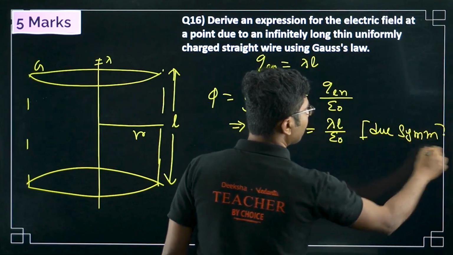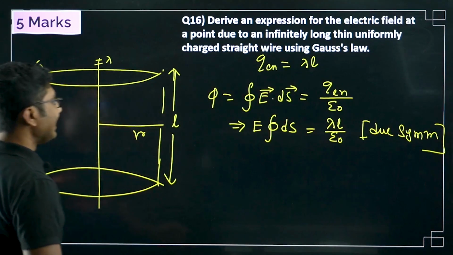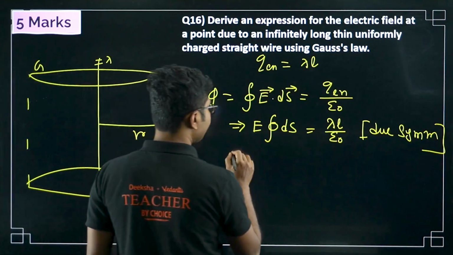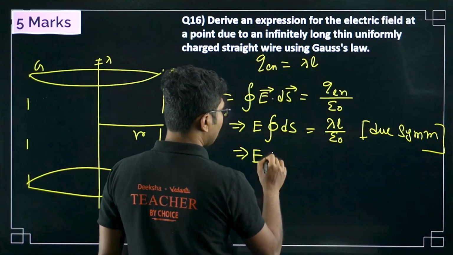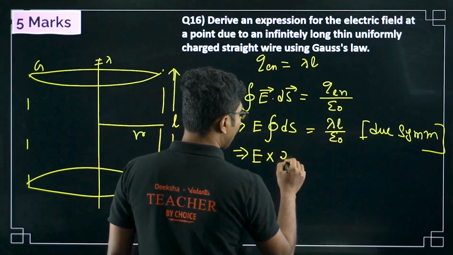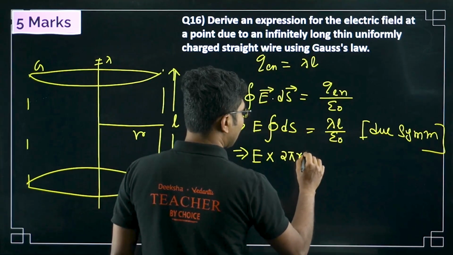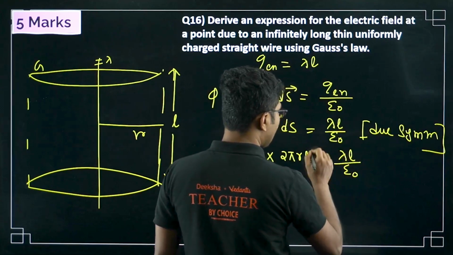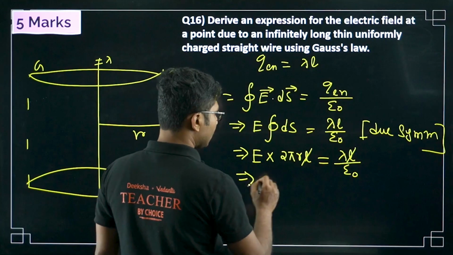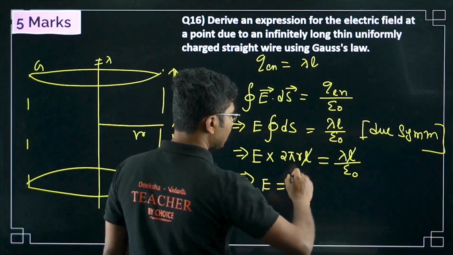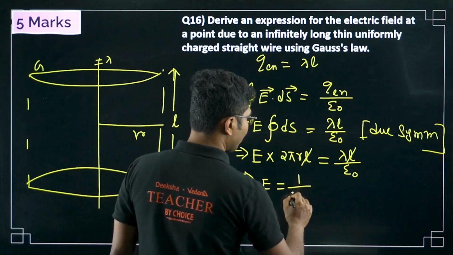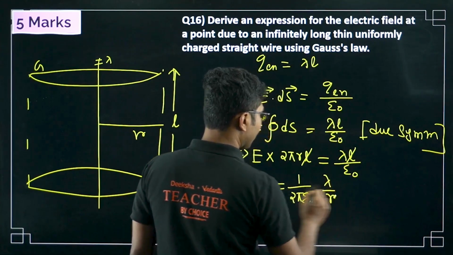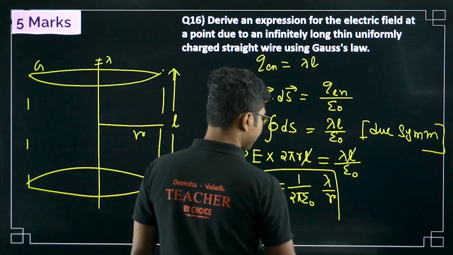Okay, if you write it, very good. Now next is, what is the ds? ds is surface area. Now surface area of this curved surface, I told you multiple times, is given by 2 pi r L, that is equal to pi lambda L by epsilon naught. L cancels, so E equals 1 by 2 pi epsilon naught lambda by R. Okay, this is the expression for electric field.